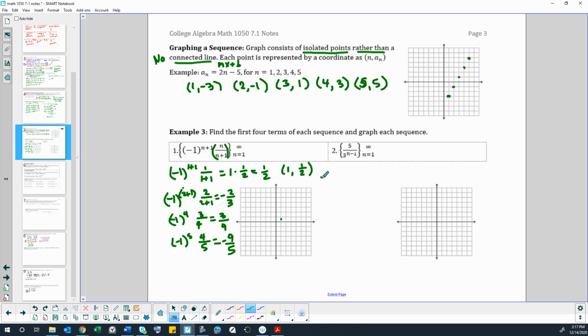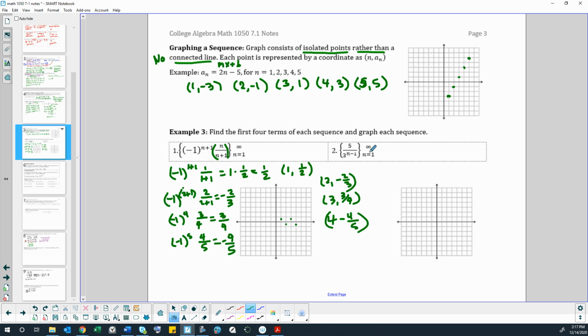Alright, so we have the points 1, 1/2, 2, negative 2/3, 3, 3/4, 4, negative 4/5. So we'd graph over 1, up 1/2, over 2, down 2/3, over 3, up 3/4, over 4, down 4/5. So kind of this weird little bouncy above and below the x-axis type of pattern.